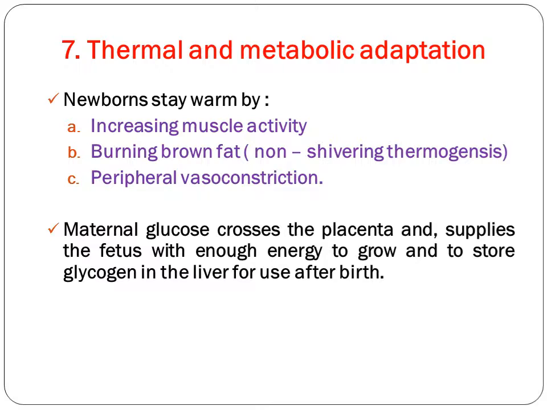Another point related to the metabolic adaptation is that during fetal life, the fetus usually gets its need of glucose from the maternal blood. And this maternal glucose goes to the fetus and gives it enough energy to grow and also to store some of this glucose in the form of glycogen in the liver. The fetus will use this glycogen after birth in producing more glucose and to keep the body's sources of energy.